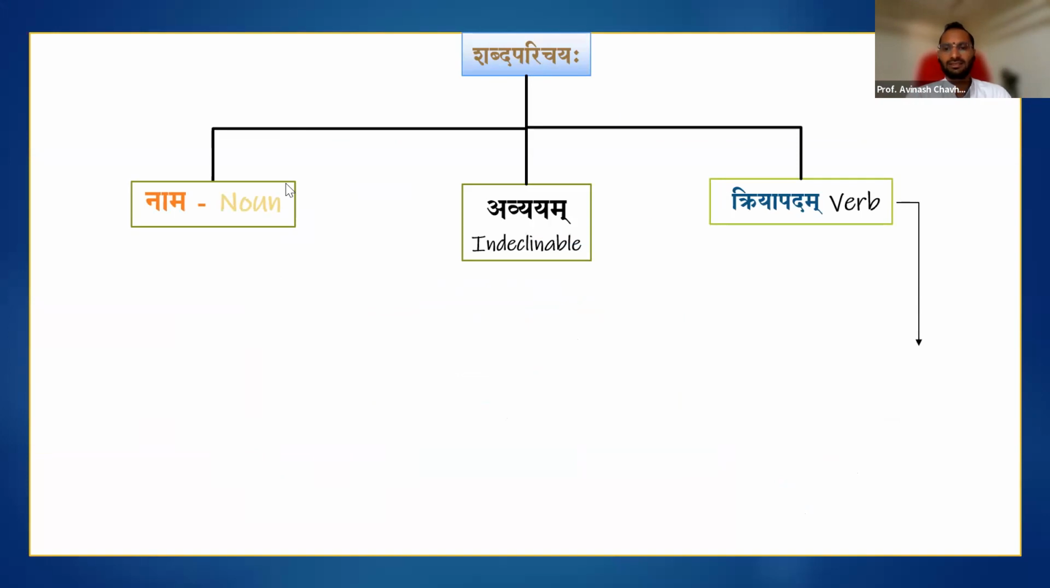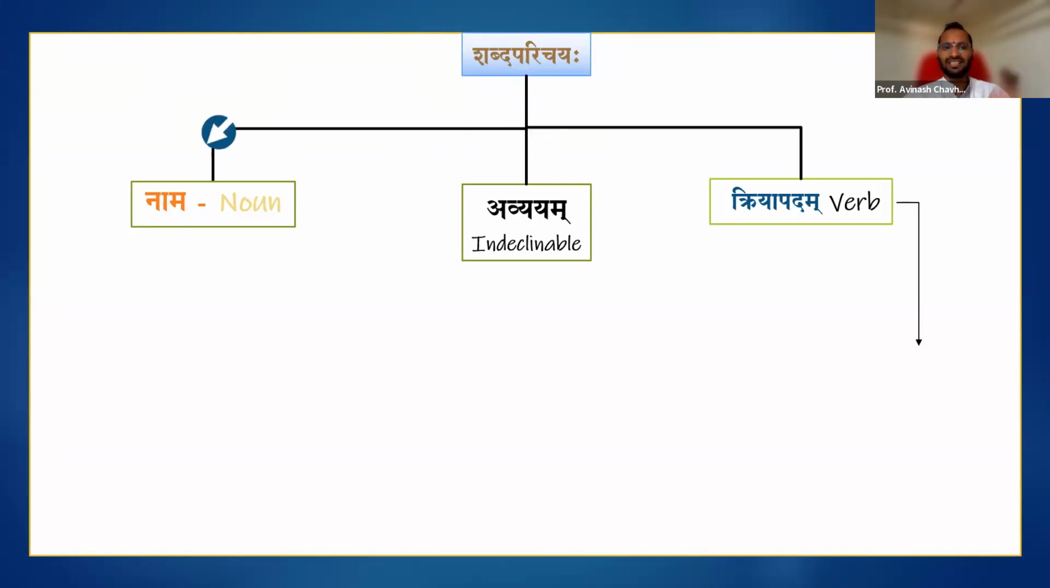In Sanskrit, words means shabda. Now we are going to do shabda parichaya. All these words are put into three categories: nama, avyayam and kriyapadam. All the words you will find either will be a noun, or an indeclinable word, or a kriyapadam. So all the words can be categorized into these three categories.